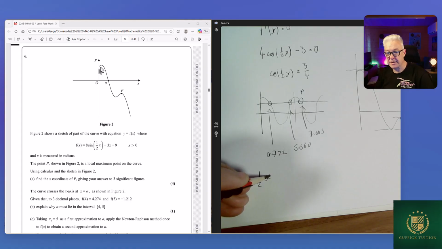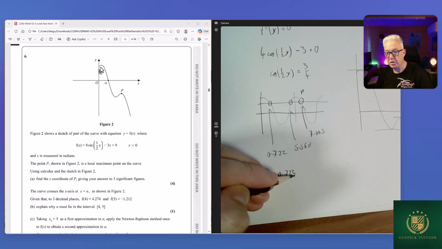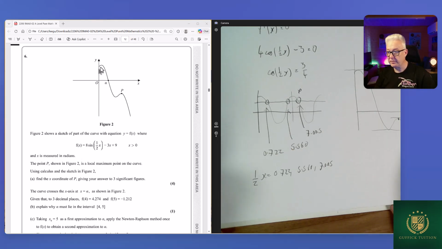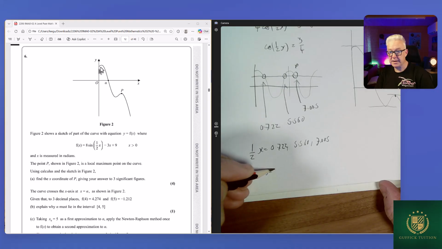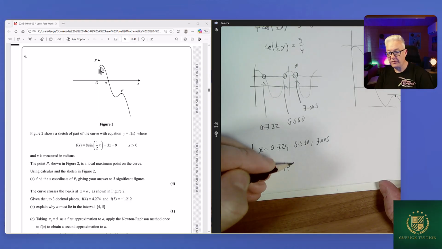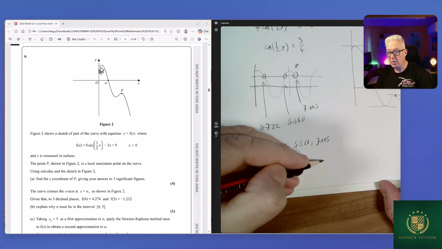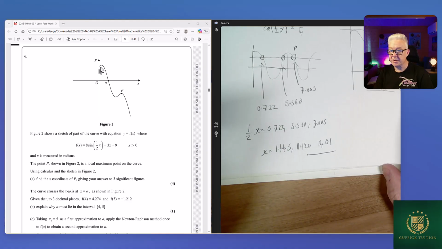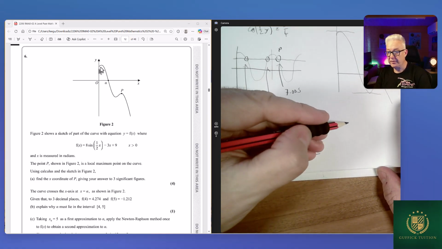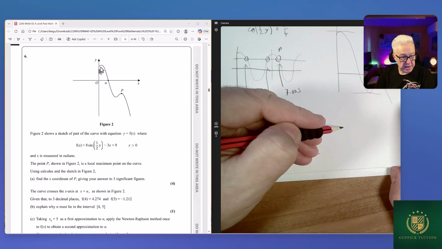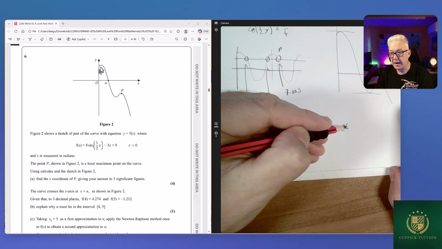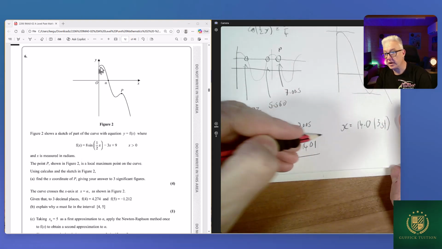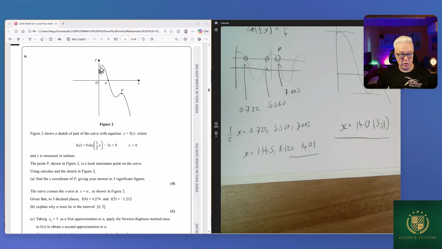Okay, now all of these solutions correspond to our 1/2 x. So 1/2 x is therefore equal to 0.722, 5.560, or 7.005. Okay, so therefore our x is equal to 1.445, 11.120, or 14.01. Now, this is the one that we want because it's the one that corresponds to that third solution. So therefore we can say that, what's it asking? To find the x coordinate of P. So x is equal to 14.0 to 3 significant figures. And that's our answer to part A for 4 marks.